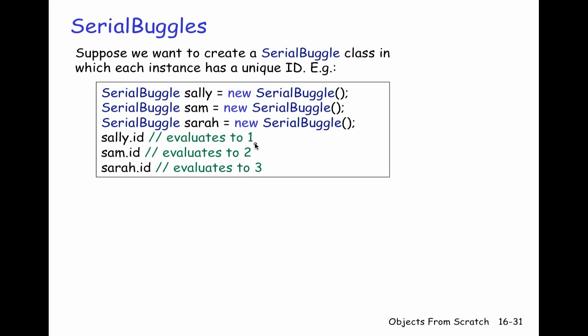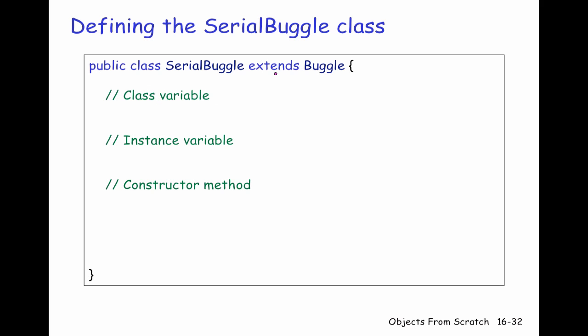So for instance, here consider an example. Suppose we create 3 serial Buggles, the first named Sally, the second named Sam, and the third named Sarah. Then Sally's ID will be 1, Sam's ID will be 2 because he was created second, and Sarah's ID will be 3. So this allows us to distinguish the serial Buggles based on the order in which they were created. Again, each one has a unique ID. And we'll assume that this new ID instance variable for serial Buggles is public, so in fact anyone can access it. Okay, let's see how we would define the serial Buggle class to implement this behavior.